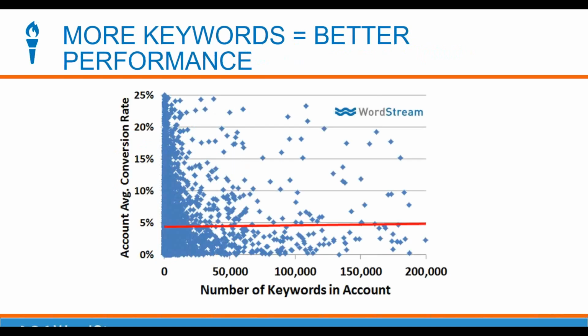This second misconception that many advertisers have is that adding in more keywords to your account will improve your account performance, and this is also false. So when we categorize accounts by keyword volume, we see only minuscule differences in conversion rates between low volume accounts and high volume accounts, and there's way better ways to get that 1% improvement.